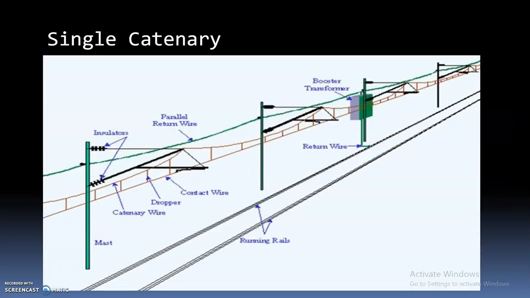Single catenary construction, you can see like this. You have running rails and electrification is applied through an overhead system, and this wire which is running on top is called catenary. The vertical lines supporting the contact wire are called droppers, and the green one which is running on top of all is called the return path. And these are booster transformers connected in between to maintain the voltage levels.